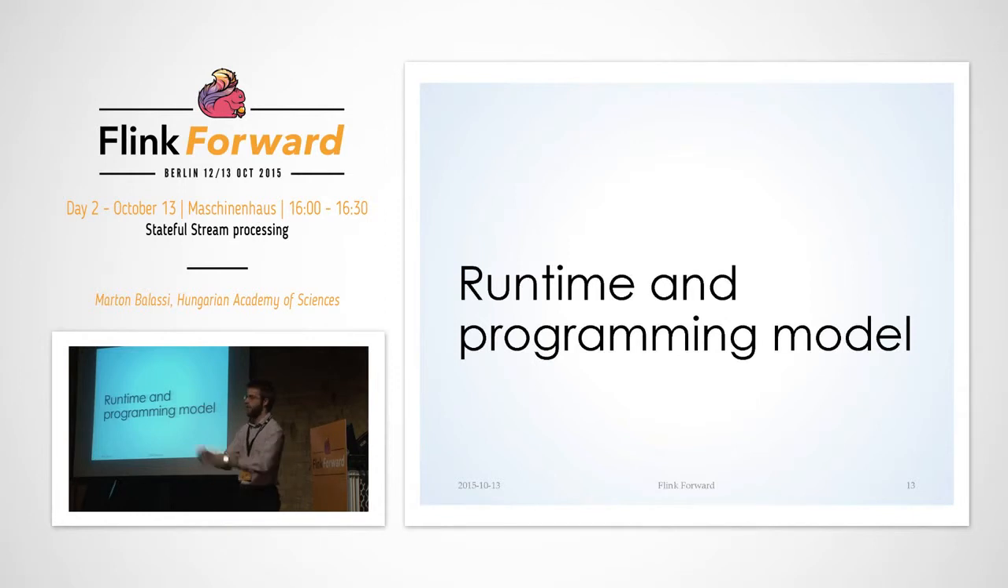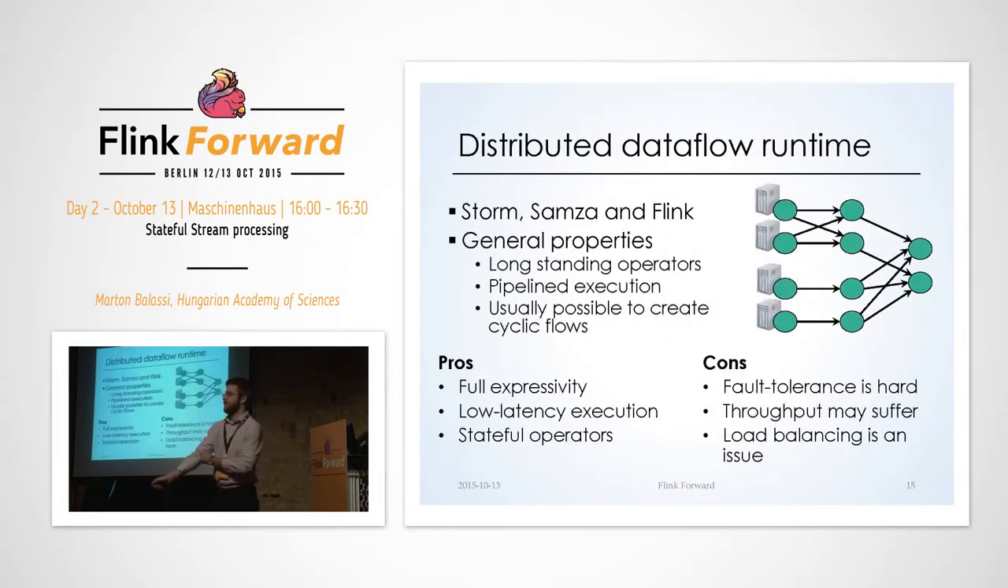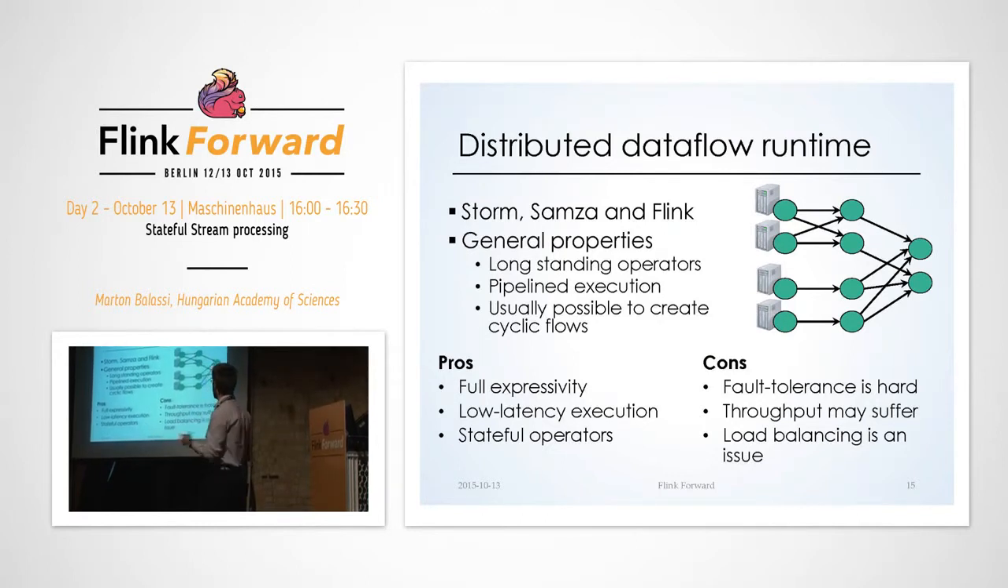Okay, so what are the runtimes of these systems? First, we have native streaming. Storm, Samza, and Flink have a kind of native streaming. And by that, I mean that the stream gets processed on a record-by-record basis, that we have the records here and that flows through all operators and gets processed. And it looks like something like a distributed data flow runtime. And I guess we heard a lot of talk about these. It's just simply a pipeline of streams.